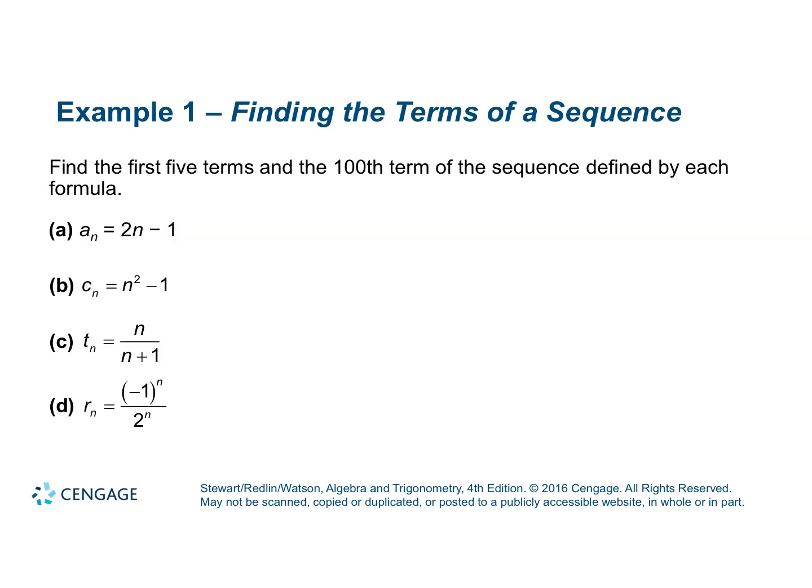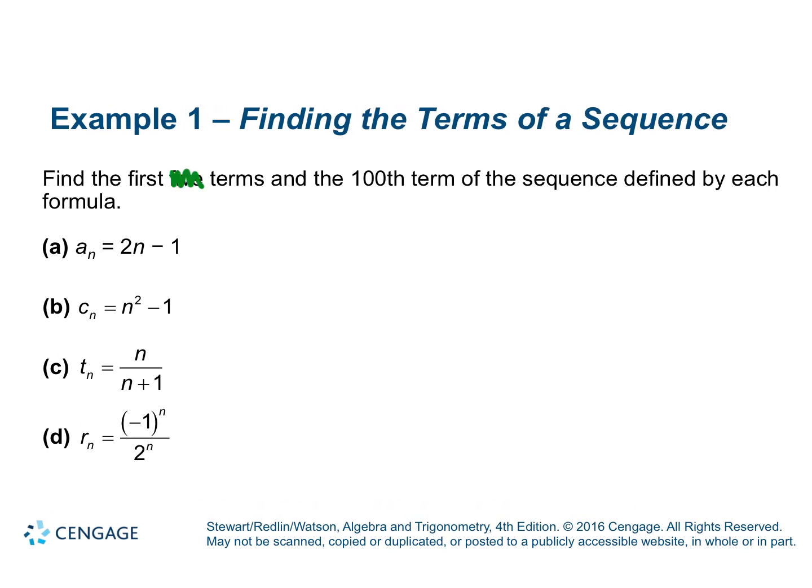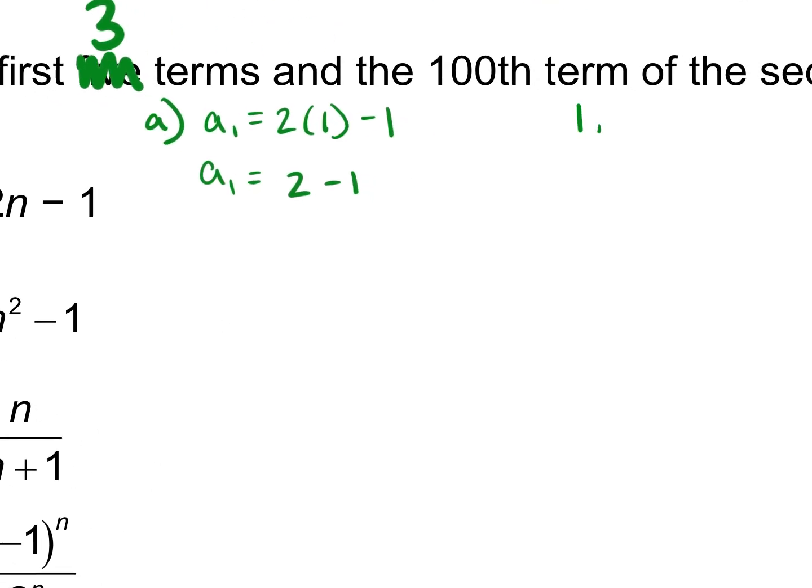So let's look at example 1. It says find the first 5 terms and the 100th term of the sequence defined by each. We're going to find the first 3 terms since we don't have a lot of time today, and the 100th term. So starting with A, to find the first term, we're going to plug in 1. So A sub 1 is equal to 2 times 1 minus 1. So 2 times 1 would be 2, and 2 minus 1 is 1. So our first term is 1.